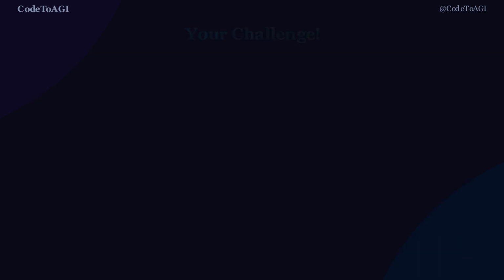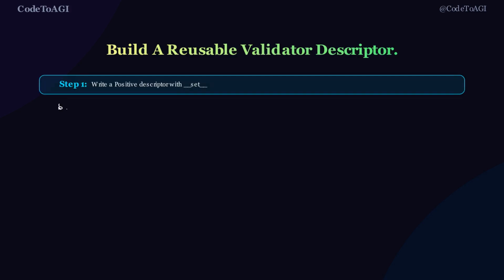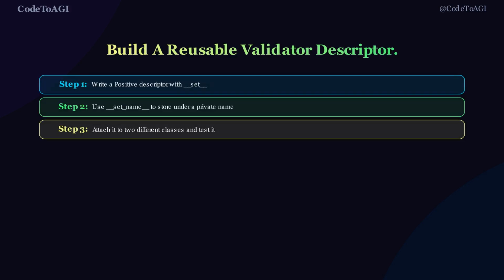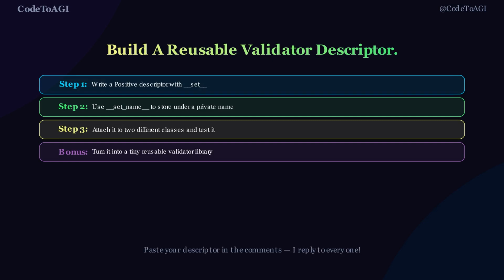Your challenge. Write a Positive descriptor with a real __set__ method. Step 1. Use __set_name__ to store privately. Step 2. Attach it to 2 completely different classes. Step 3. Prove the validation works on both. Bonus, turn it into a tiny reusable validator library.